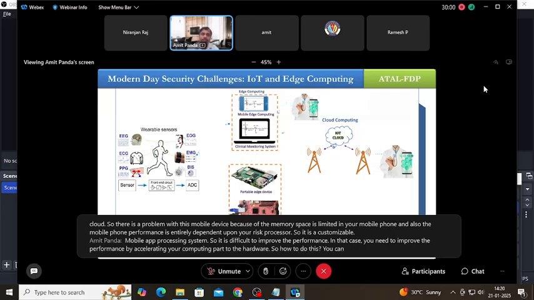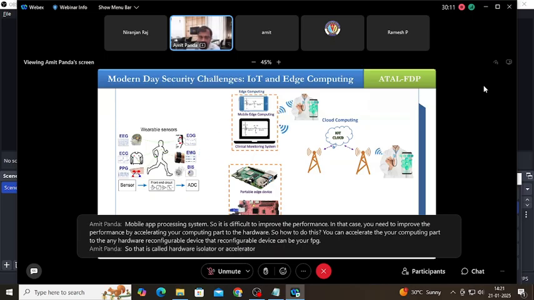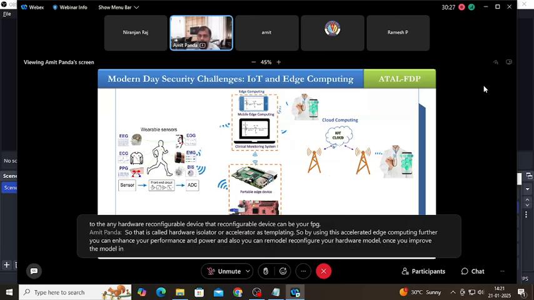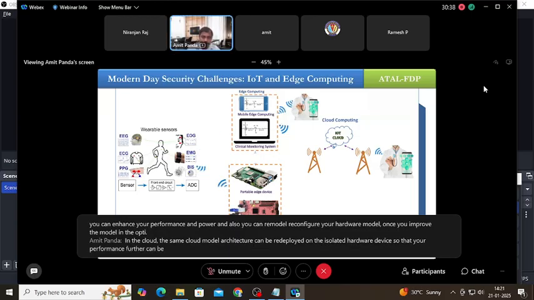You can accelerate your computing part to any hardware reconfigurable device. That reconfigurable device can be your FPGA. So that is called a hardware accelerator or accelerated edge computing. By using this accelerated edge computing, you can further enhance your performance and power, and also you can reconfigure your hardware model. Once you optimize the model in the cloud, the same model architecture can be redeployed on the accelerated hardware device, so that your performance can be improved further.